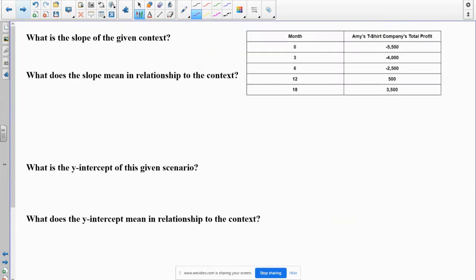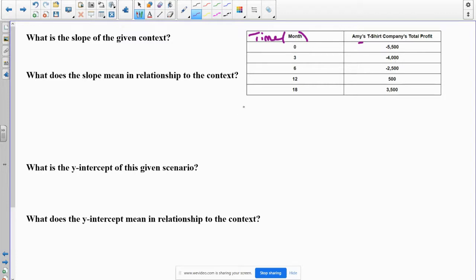Okay, and the last one here. This time we get to look at a table. So looking at the table, I see my independent is month. We could say time and month too, because that's what we're measuring. We're actually measuring in months. It looks like Amy's T-shirt company total profit. So it must be a company we're looking at, a T-shirt company, and this is their total profit.